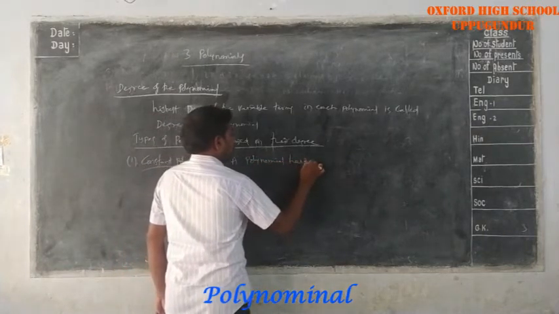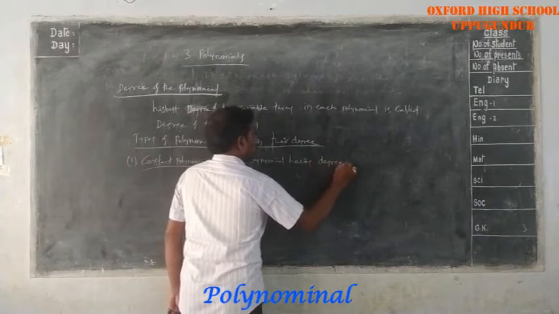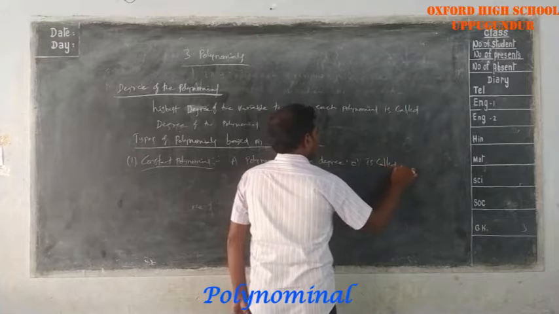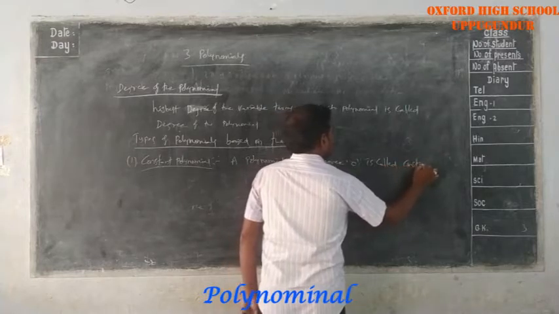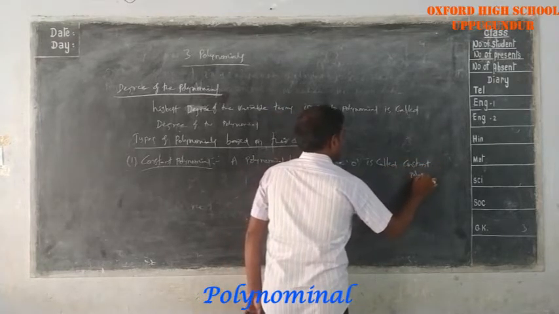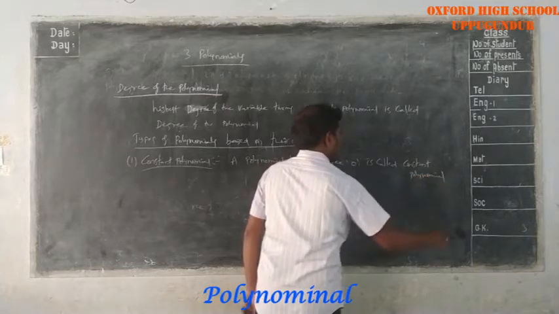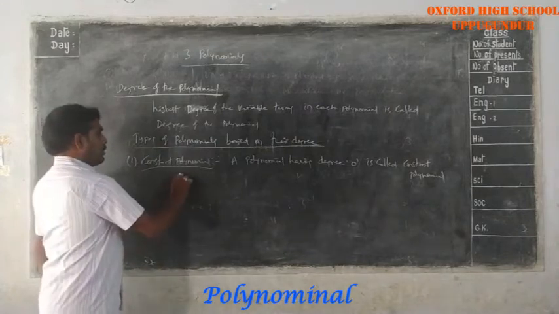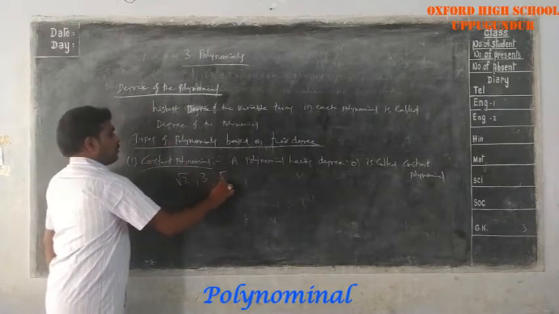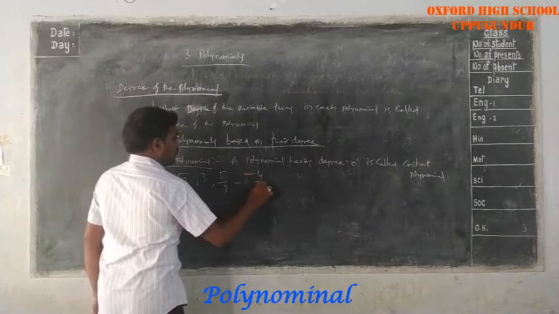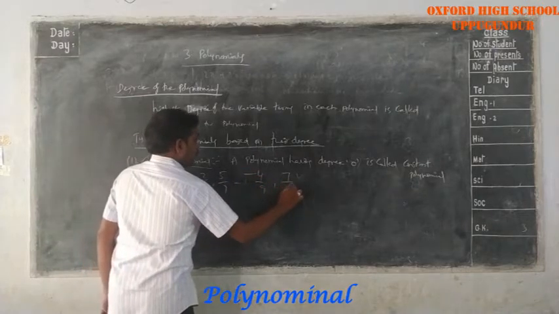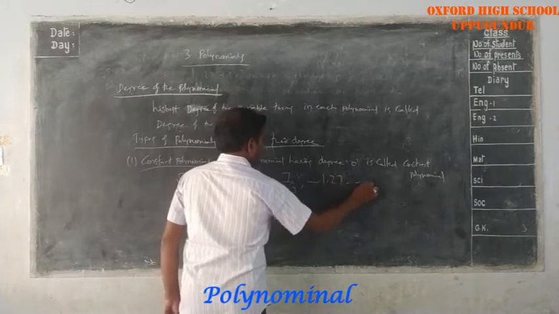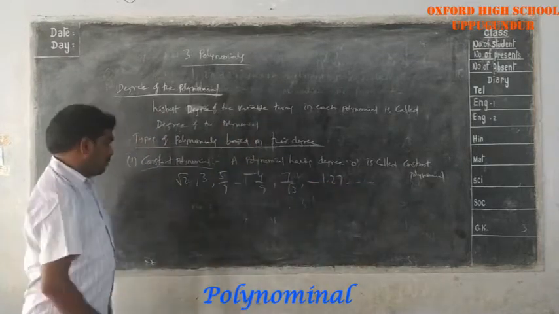Here constant polynomial means a polynomial having degree 0 is called a constant polynomial. Any numbers you can write: 5 by 7, minus 4 by 9, 7 by root 3, minus 1.27. All these are examples of constant polynomials.